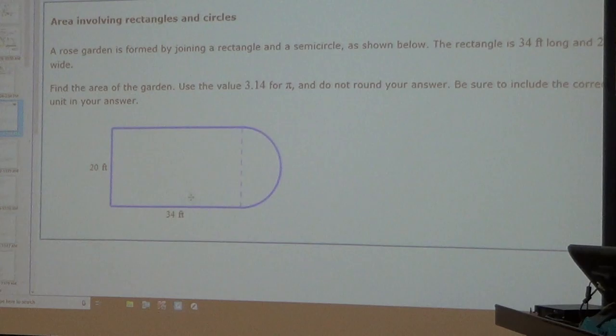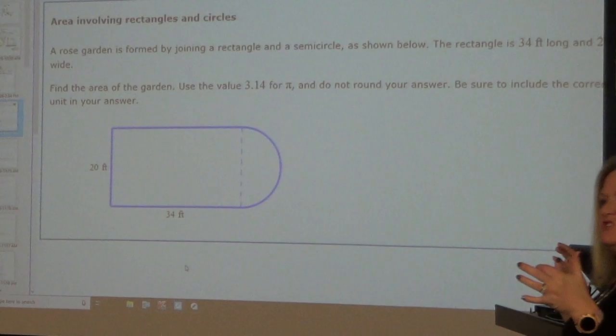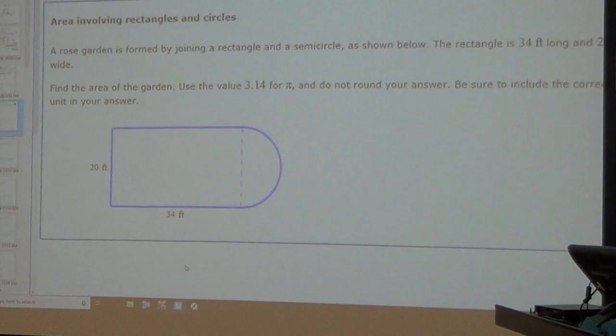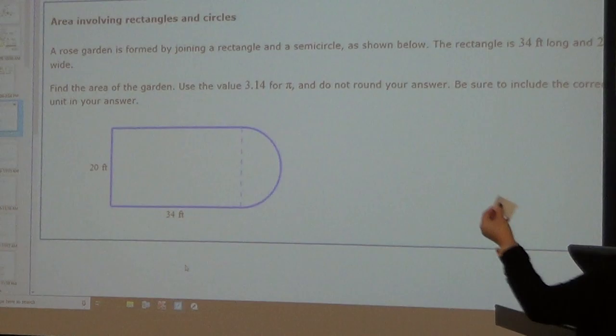Okay, look at this one. What am I doing to this one? What two shapes do you see? Yes. Circle and a rectangle. Okay. We have a rectangle and we have a half circle. But this time we are doing a rectangle plus half a circle.